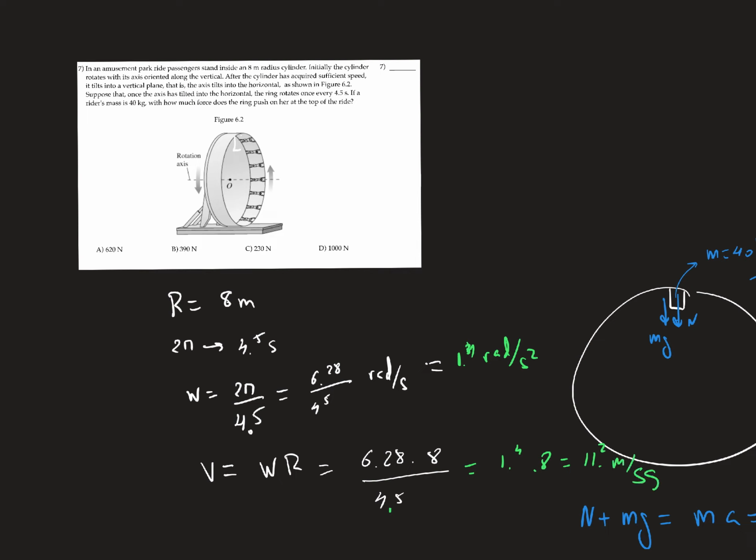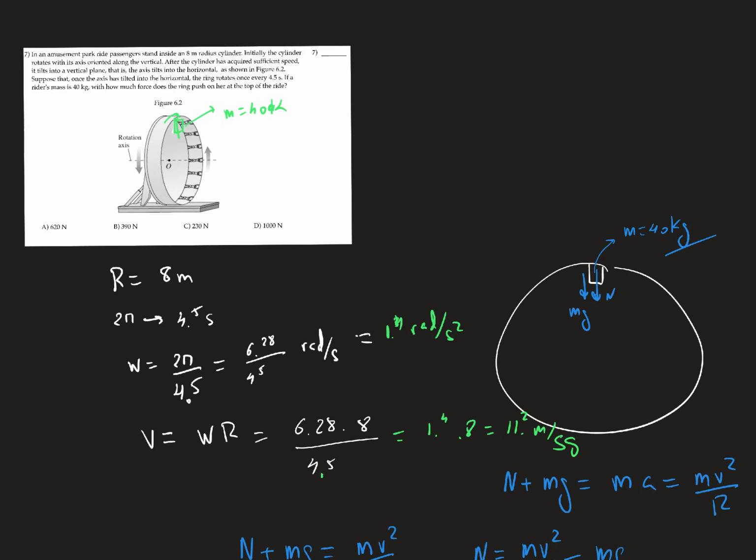11.16, yeah, 11.2 meters per second. So what happened here, the problem is asking, if there is someone here of mass 40 kilograms, what is the force that the surface is doing on the object? So here is the picture.